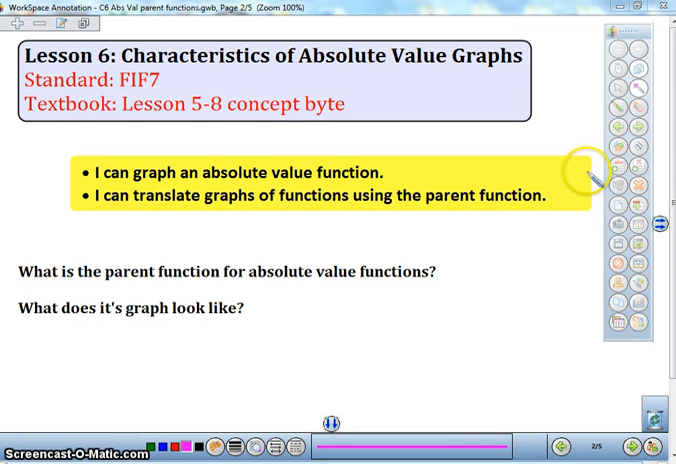Lesson 6, Characteristics of Absolute Value Graphs. Again, your I can statements: I can graph an absolute value function, and I can translate the graph of a function using our parent.